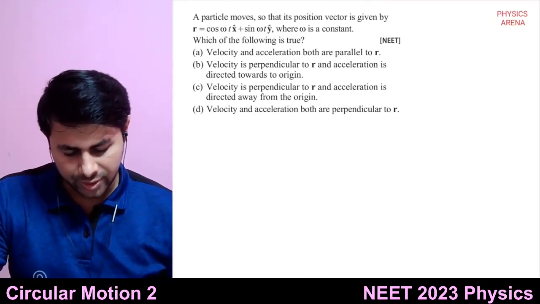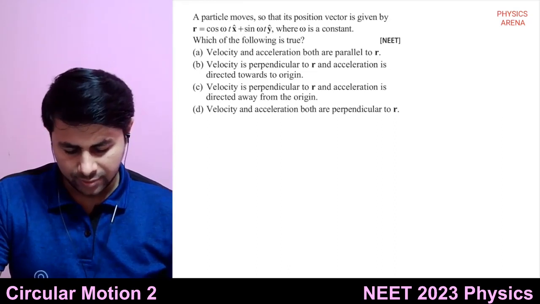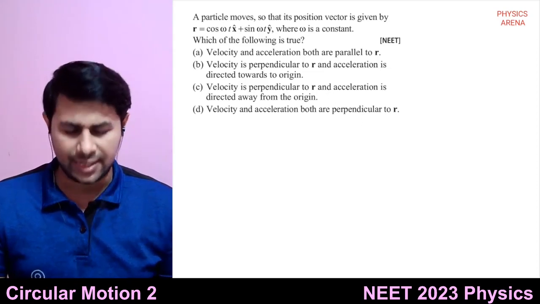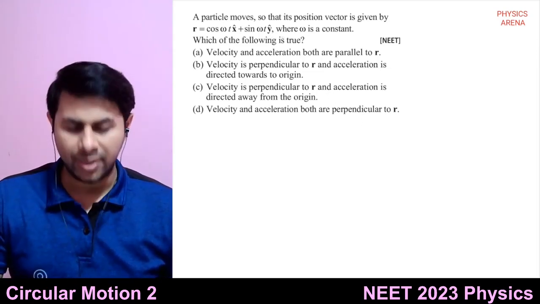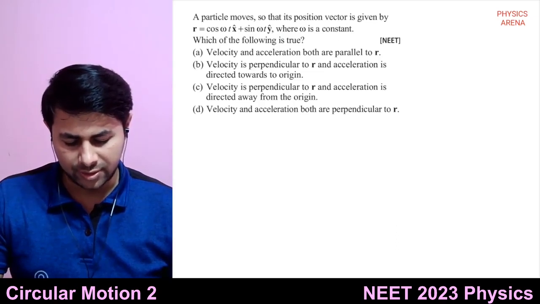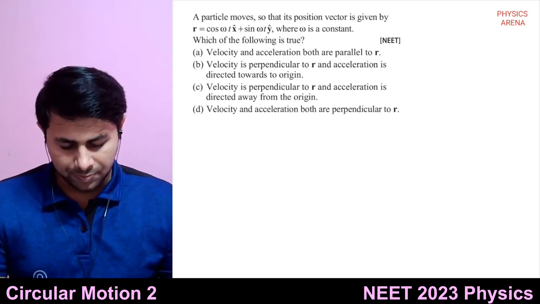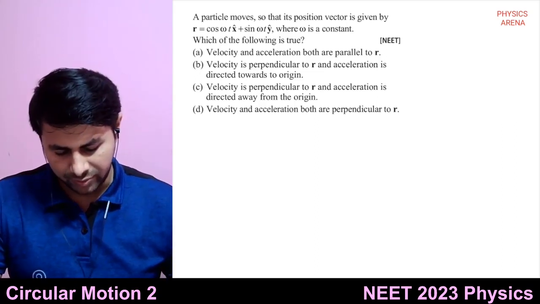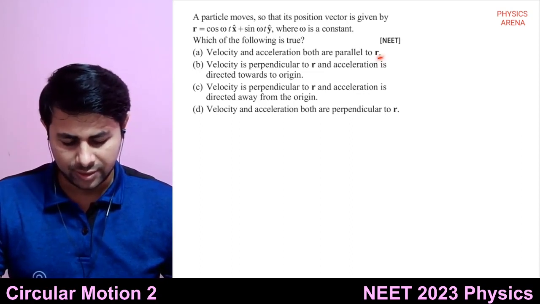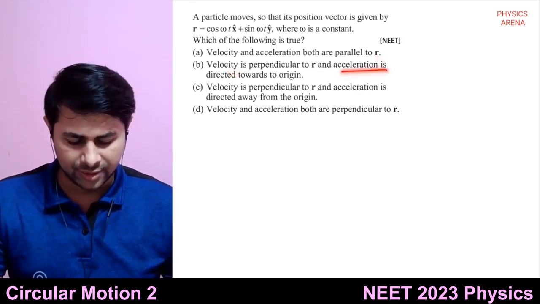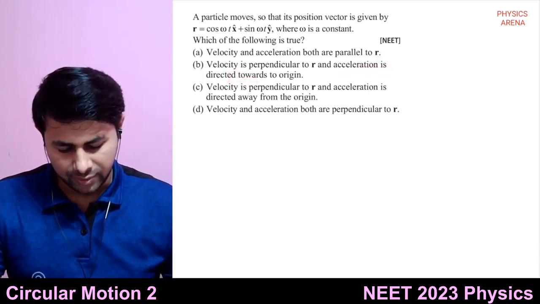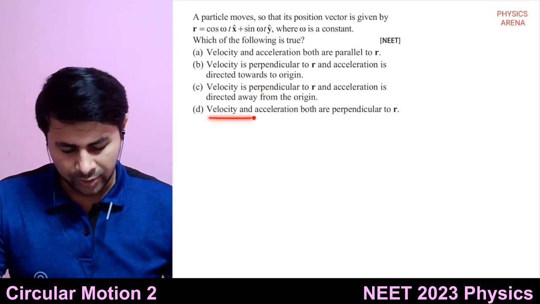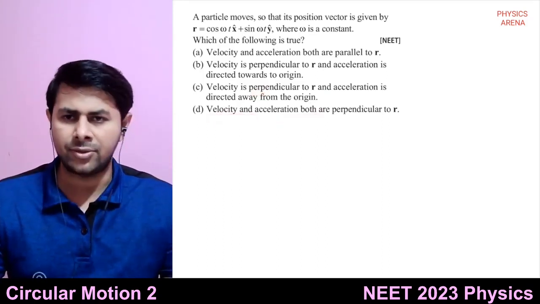A particle moves so that its position vector is given by r equals omega t multiplied by x cap, x cap is your i cap, plus sine of omega t multiplied by y cap, where omega is constant. Which of the following is true? Tell me. This is slightly different but similar question. Option A: velocity and acceleration both are parallel to r. Option B: velocity is perpendicular to r and acceleration is directed towards origin. Option C: velocity is perpendicular to r and acceleration is directed away from the origin. Option D: velocity and acceleration both are perpendicular to r.